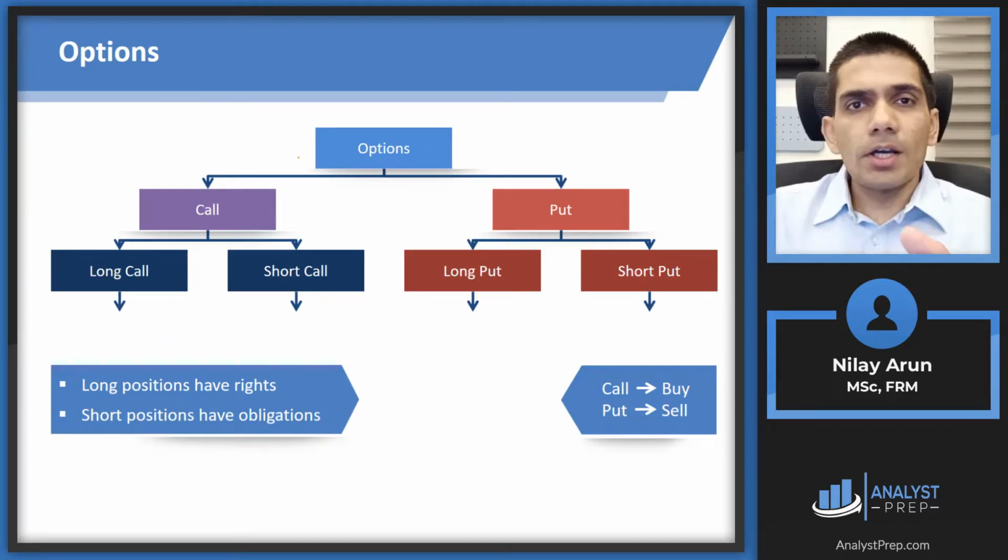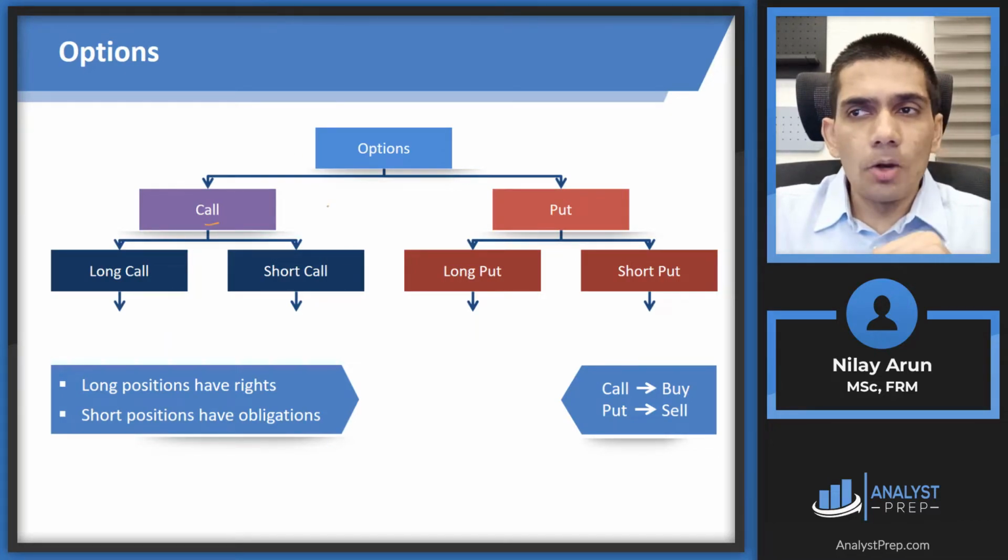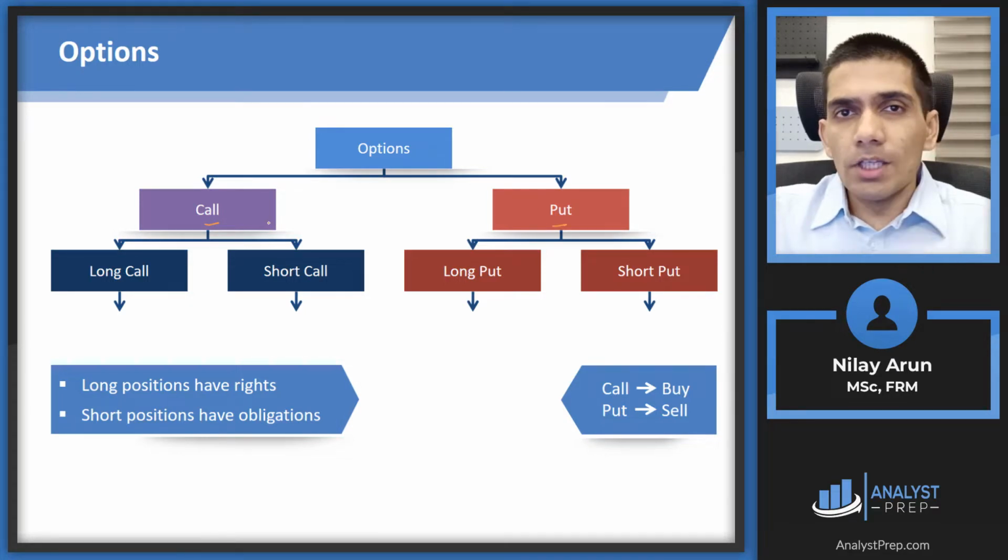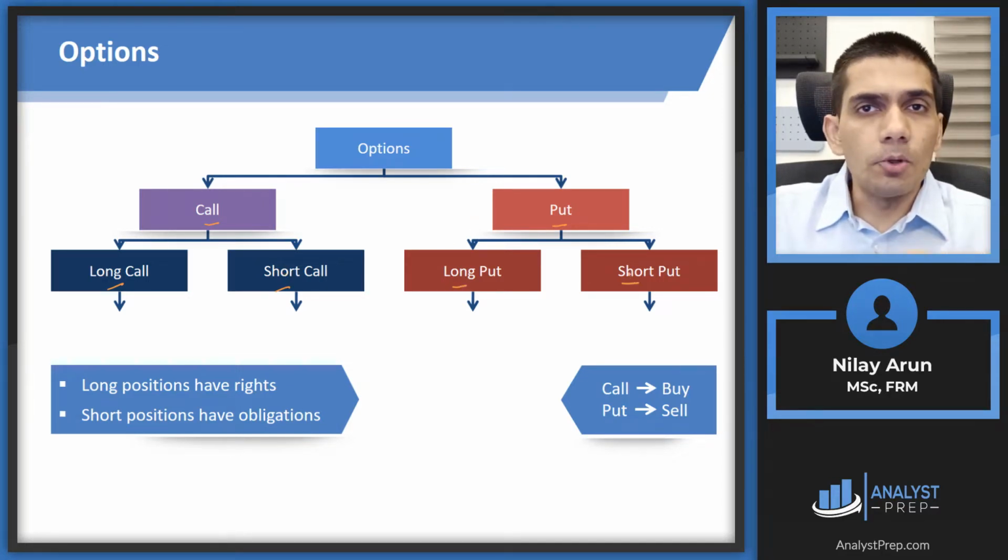Now we have two different kinds of options. We have the call option and the put option. Within call option, we can either go long on the call option or short on the call option. Similarly, for the put option, we can either go long on the put option or short on the put option. So first, let's understand what going long or going short means and what the call and put options are.